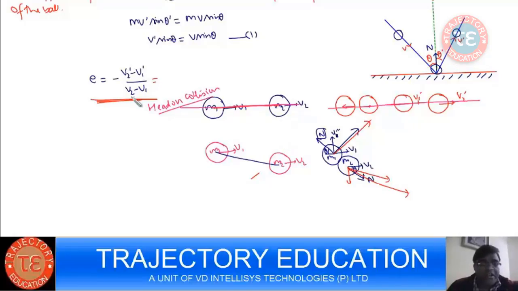You'll understand it better. V2 is the component of the velocity of the second body before collision along the line of force. This is the line of force, right? The line joining the centers is the line of force. The impulsive force acts along the line joining the centers. V1 dash is the component of the velocity of the first body along the line joining their centers, right? Because we derived it for head-on collision, when you apply it to oblique collision, you apply it like this. I'll tell you how we apply it over here.